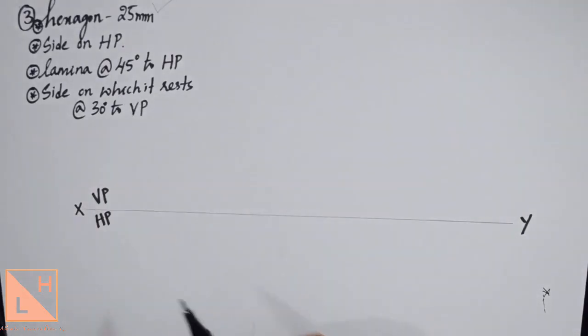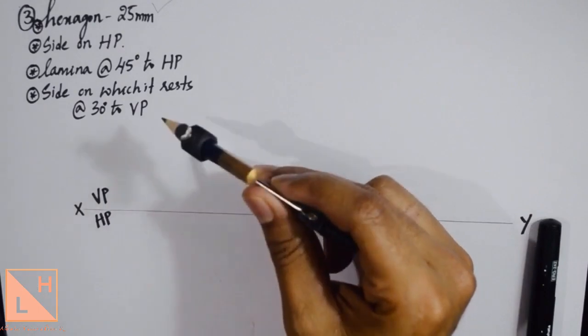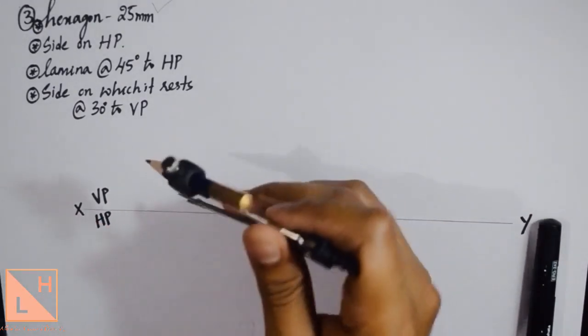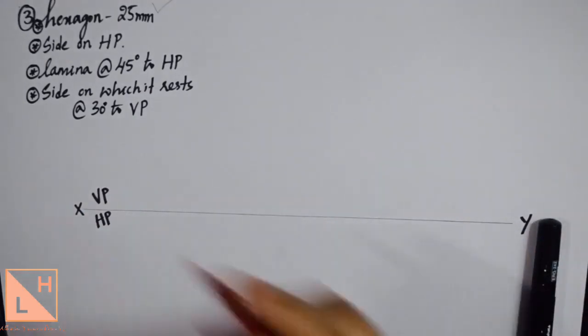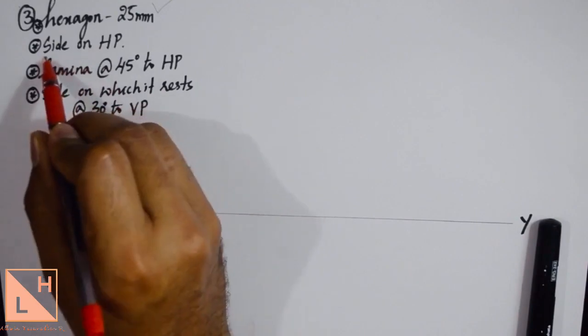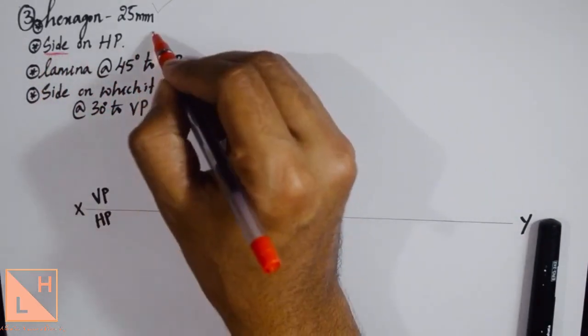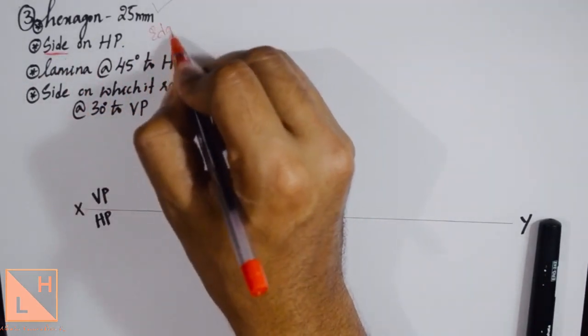So we need to understand where we are supposed to draw the plane figure. We can draw it either in VP or in HP. We have only two possibilities. So we just need to understand by looking at the question where we need to draw the plane figure. If you have a look at the given data, we need to draw the hexagon such that it is resting on one of its sides. So when it is resting on a side, it means that it is an edge condition problem.